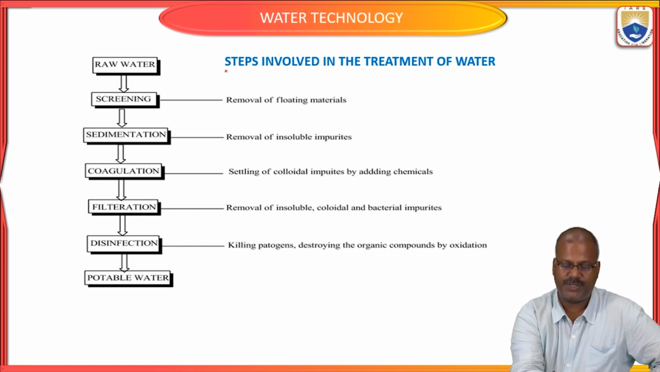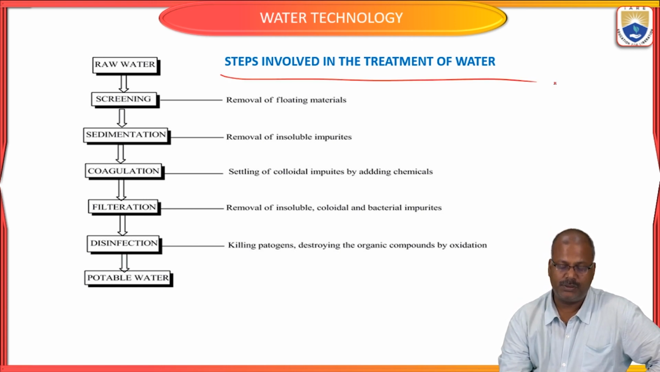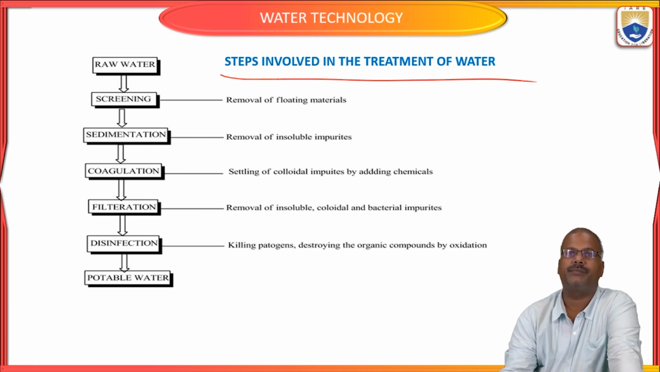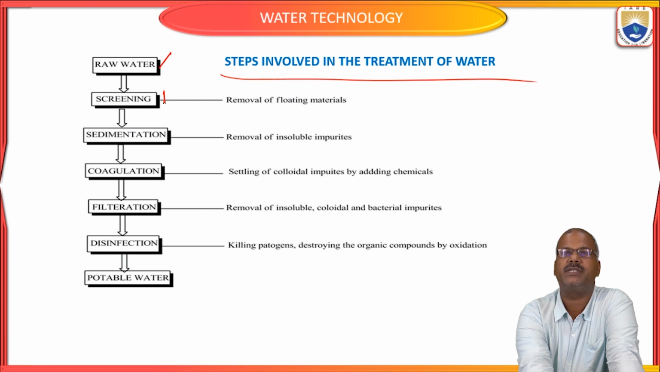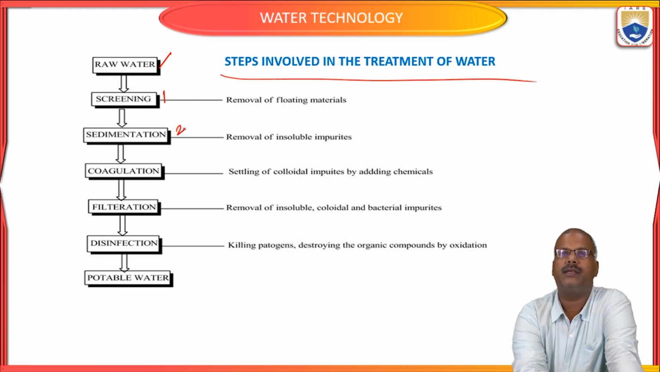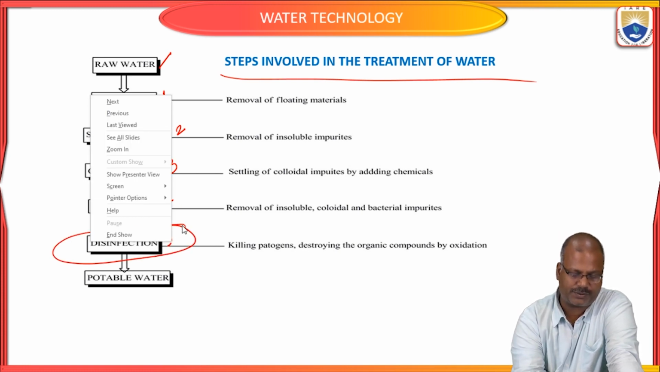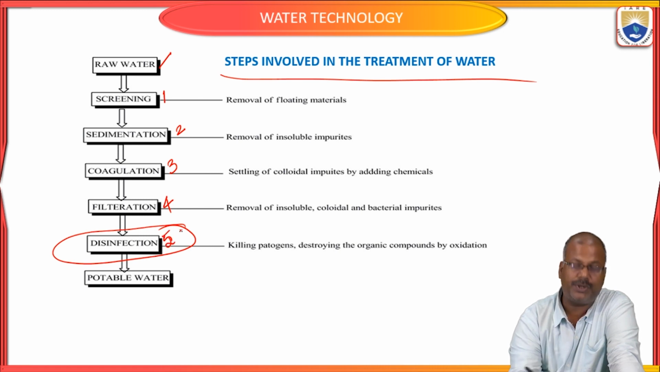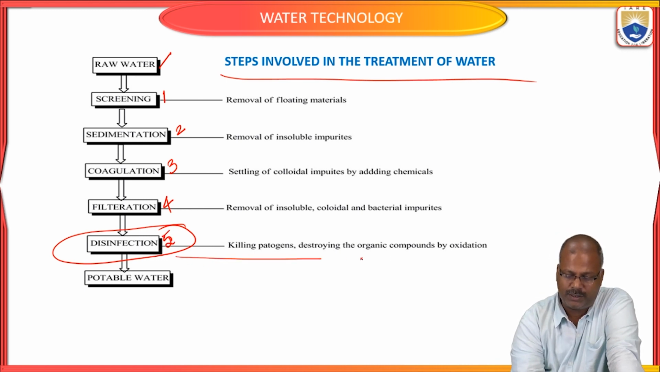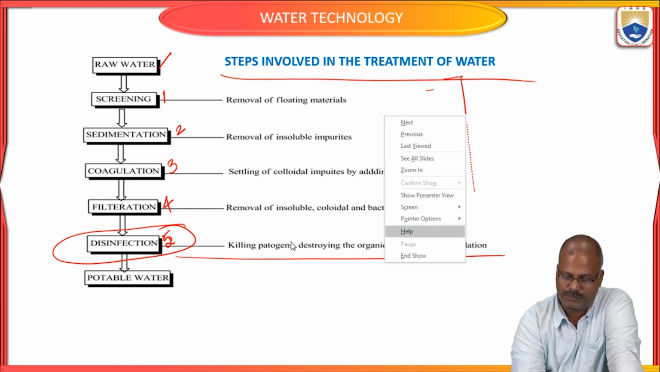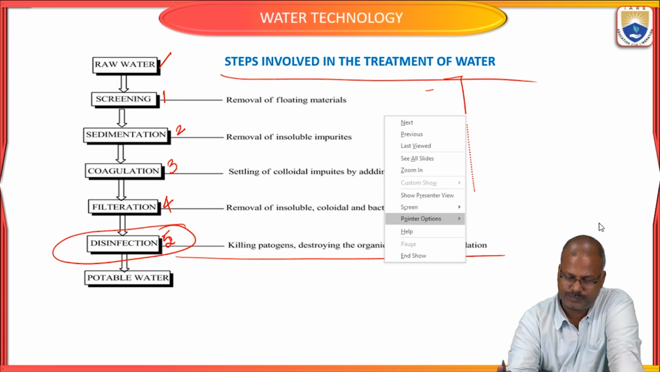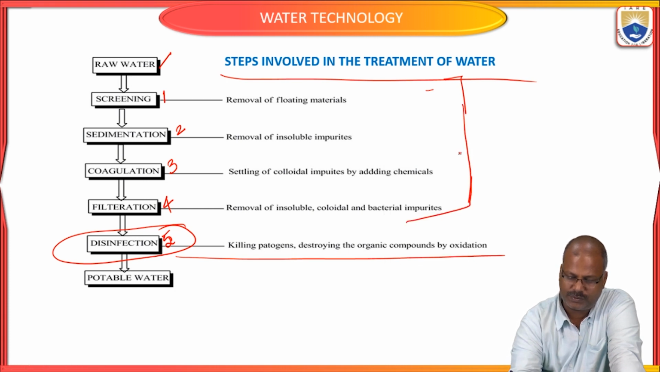Okay, these are the steps we have seen in the last video, steps involved in the treatment of water. You take raw water, then first step is screening, second step is sedimentation, third step is coagulation, then fourth step is filtration. Comes next, 5th step is disinfection. So that is what we are going to see, the 5th step directly. We have seen these 4 already. Today we will concentrate on this part.